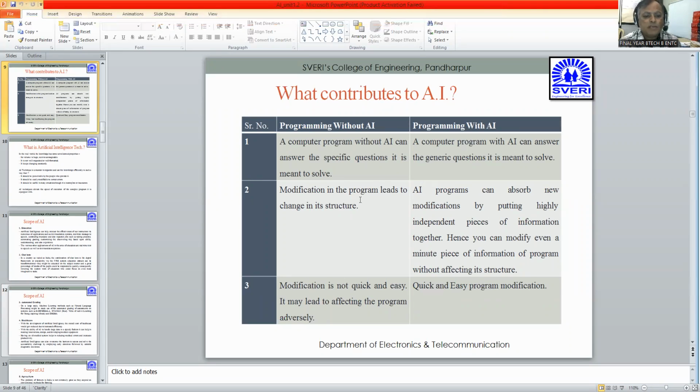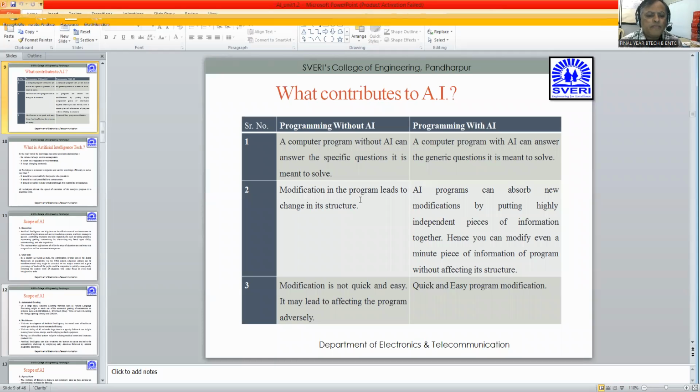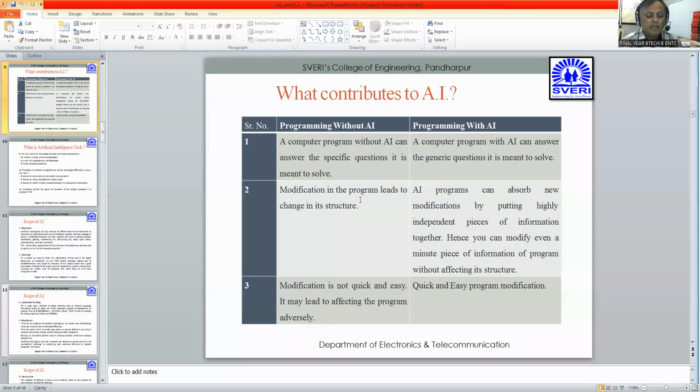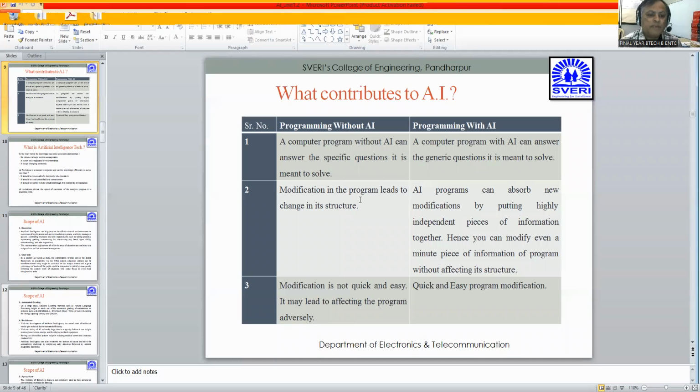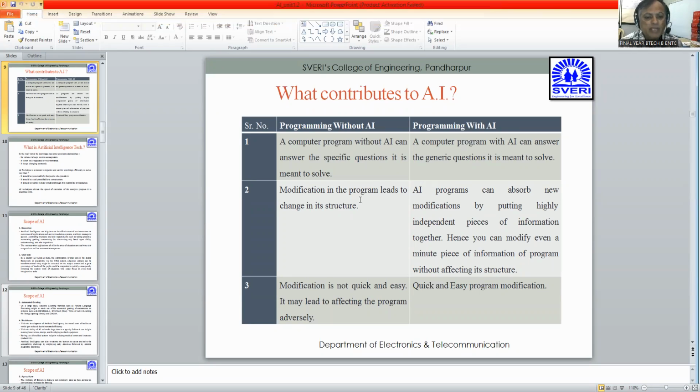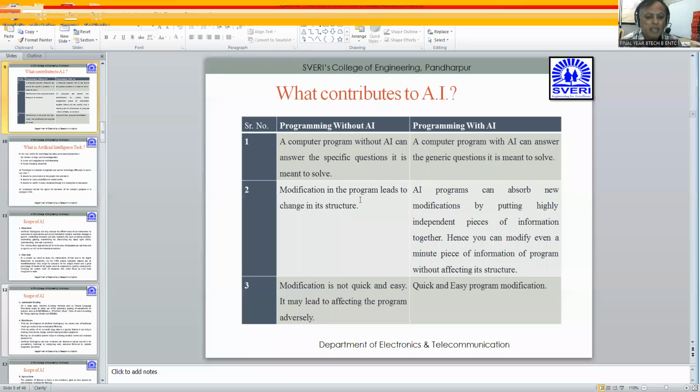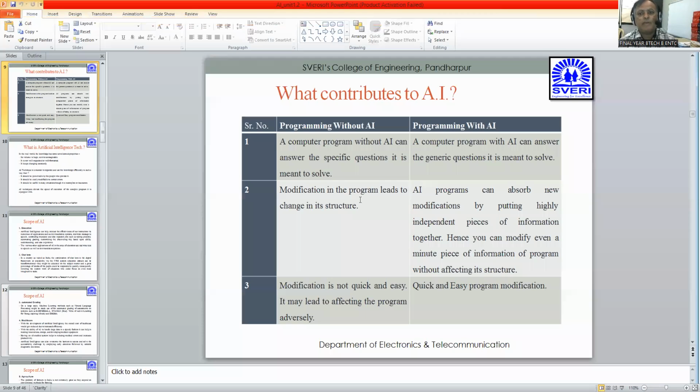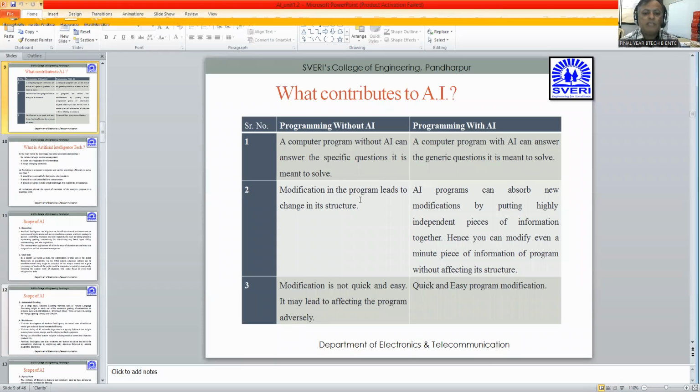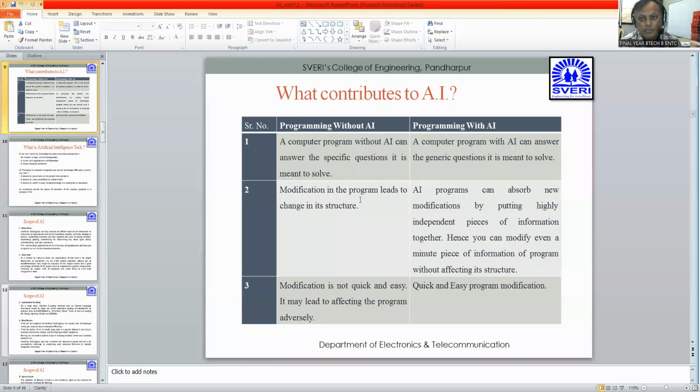And the third one is that modification is quick and easy. In programming without AI, modification is possible in a quick and easy way, but it may affect the program adversely. The whole program it may affect. But in this, there is a quick and easy program modification. So anyhow, you can modify very easily.